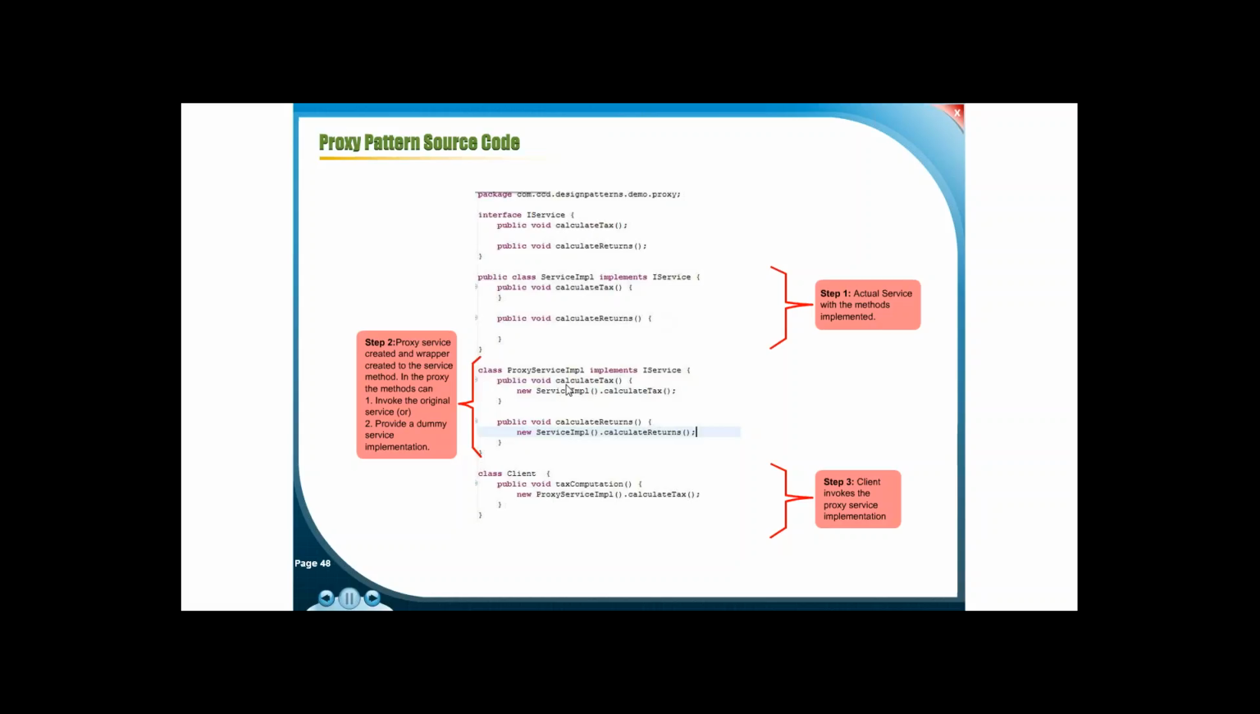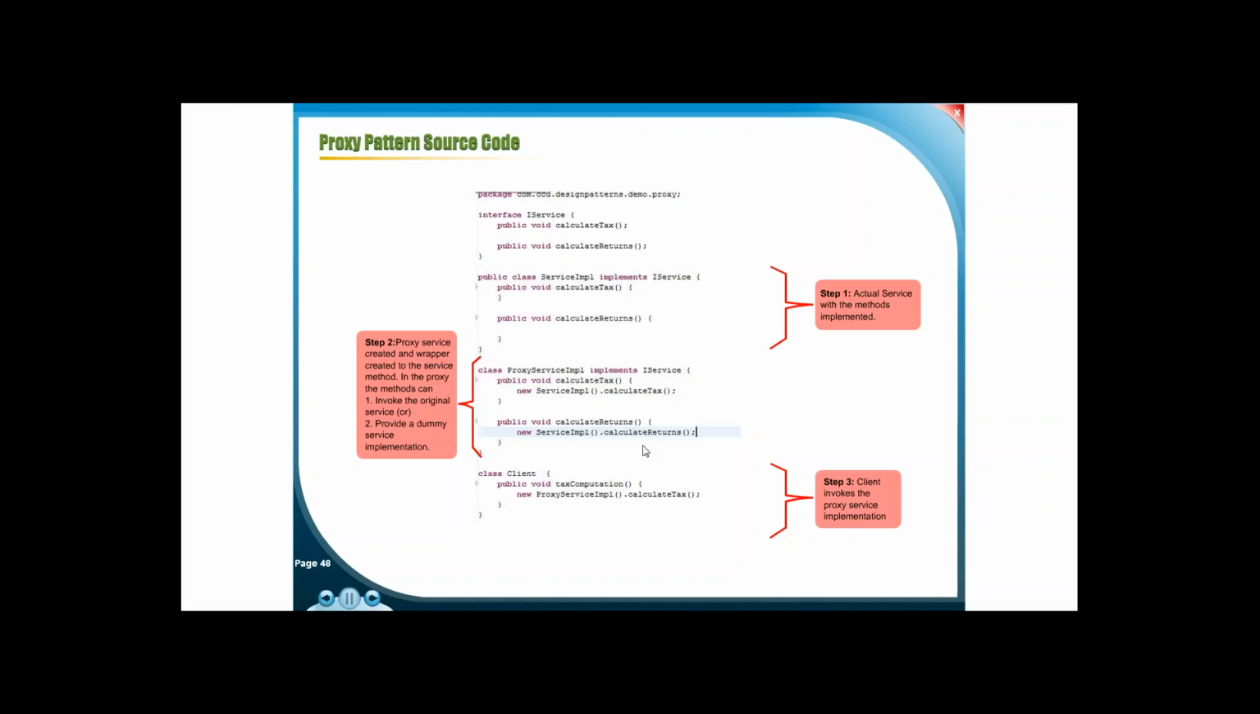We have definitions for calculate tax and calculate returns in this proxy. So what this proxy is doing, look there: new service implementation. For this class, it is creating an object, right? It is calling the calculate tax method in the service implementation class. And if you see, the calculate tax is blank here. Here we are invoking that method in the proxy. And for calculate returns, you can see new service implementation object dot calculate returns.